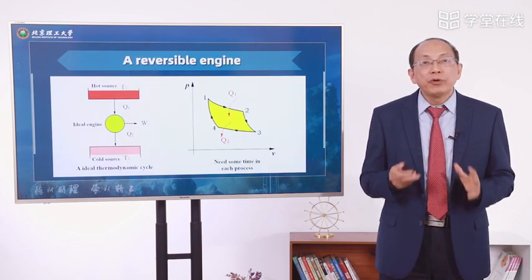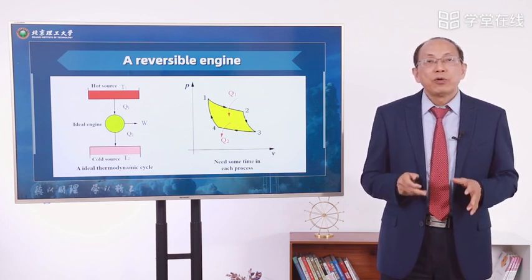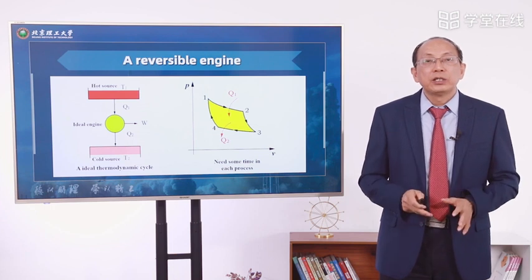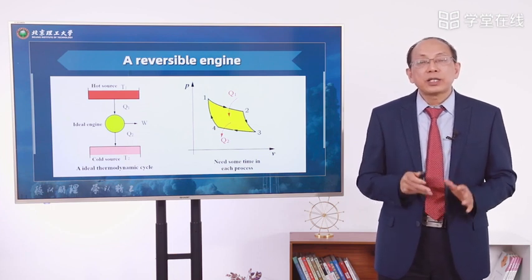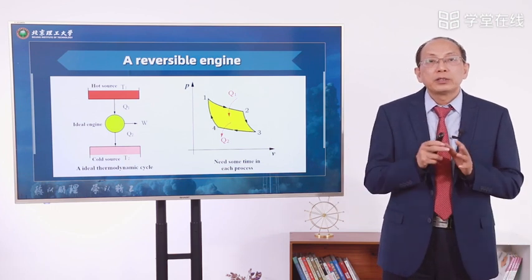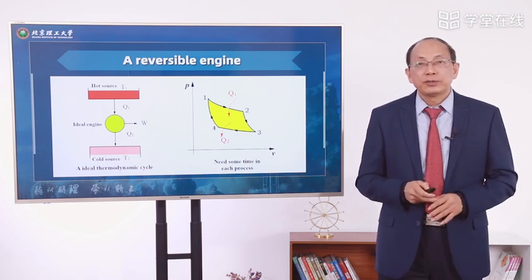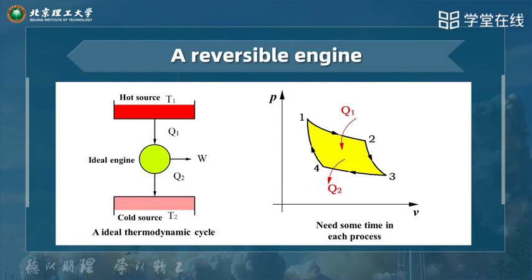Now, let's have a review of the reversible engine. In thermodynamics, we have learned the Carnot cycle. In the PV diagram, we can find the Carnot cycle consists of 4 processes. From state 1 to state 2, the temperature is constant. From 2 to 3, adiabatic process. 3 to 4, the temperature is constant. From 4 to 1 is an adiabatic process.